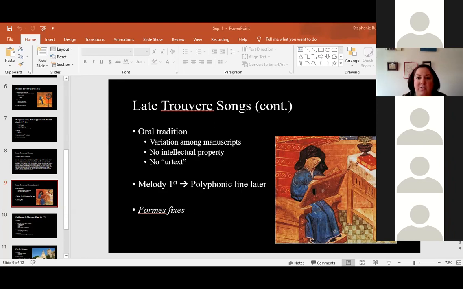Now, in contrast to the motets, which started out with a tenor, Trouvère songs, especially in the later period that we're looking at in the 14th century, started with a melody and then added the polyphonic lines beneath it. So with my motet, I'm starting out with a tenor on the bottom and building up. With Trouvère songs, it goes the exact opposite way. I start out with a melody and then write accompaniment below. Does everyone understand that distinction?